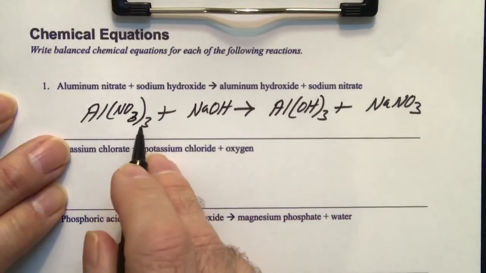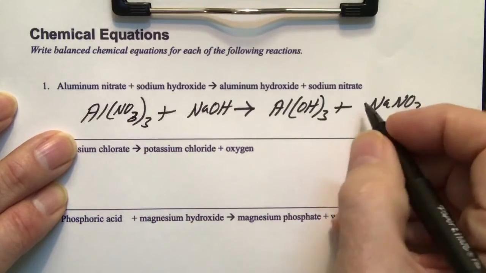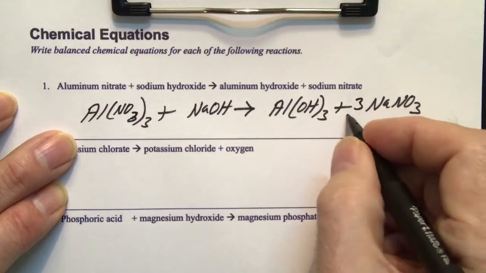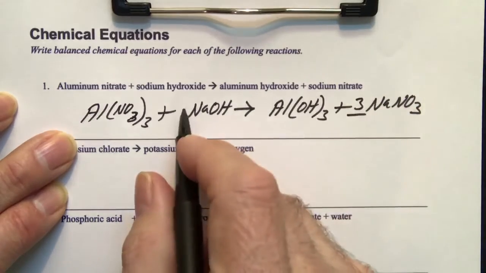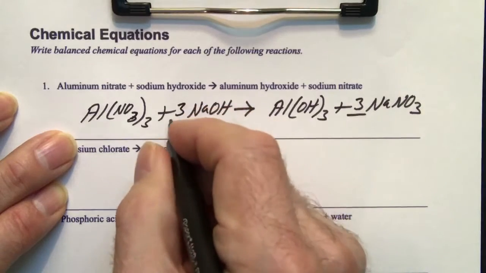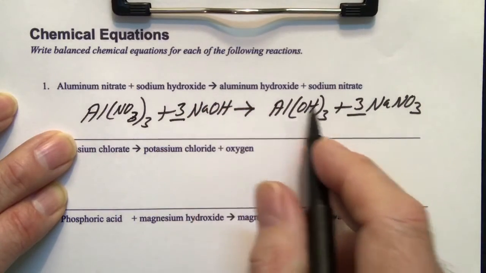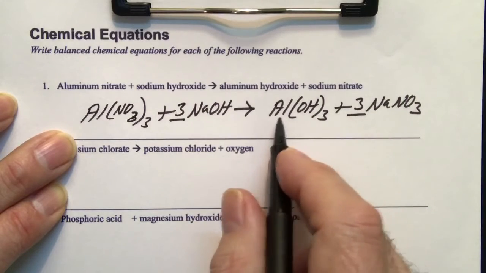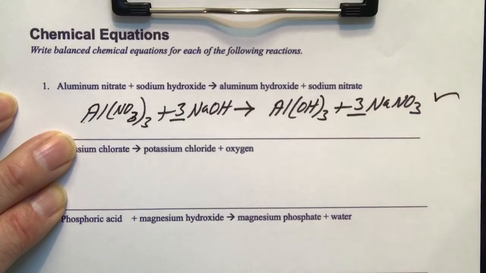All right, let's look at the nitrates first. So you have 3 nitrates here. So to balance the nitrates, I would need to put a 3 in front here. That'll give me 3 sodiums. So to balance the sodiums, I would put a 3 here, which would give me 3 hydroxides, which is what I have here. And I have 1 aluminum here, 1 aluminum here, and so that is a balanced equation.